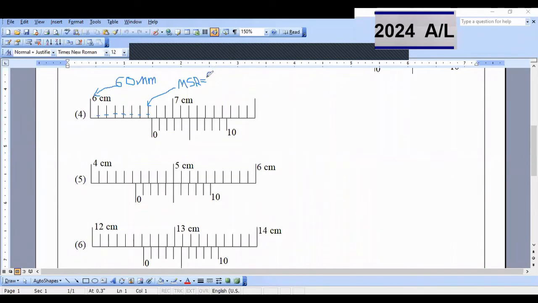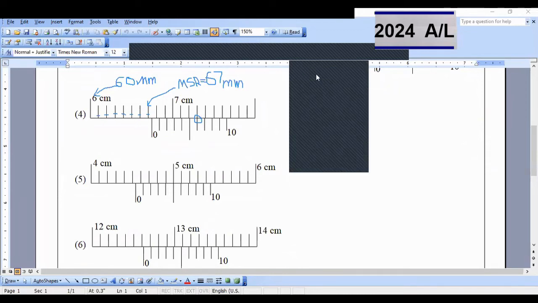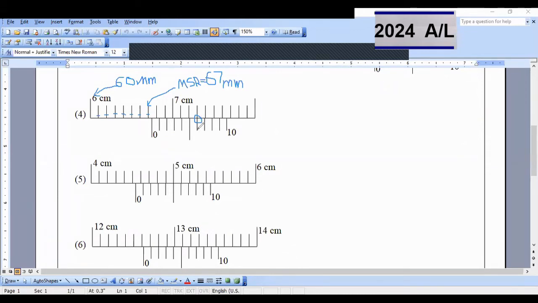It's somewhat difficult, right? Now okay, 67 millimeters. What is the coinciding vernier number? 6, sir. 1, 2, 3, 4, 5, 6. So this is the coinciding vernier number. What's the letter that we normally use to indicate the coinciding vernier number? Capital N, sir.